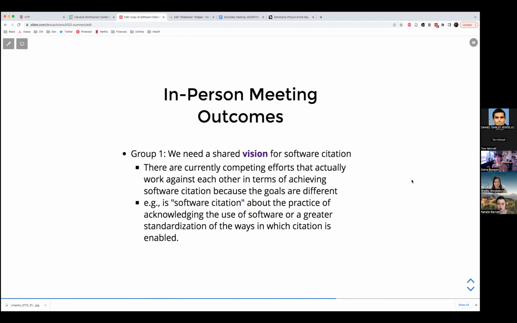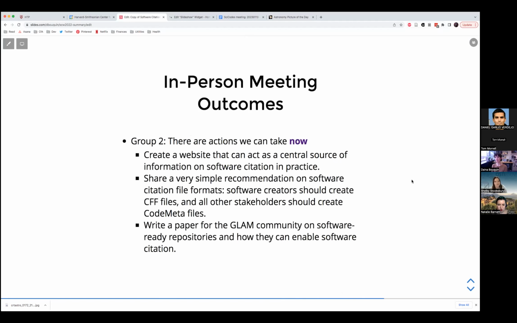We did a series of structured brainstorming exercises that I don't have time to go into, but in the end, we formed 3 groups, one of which identified the need for a real shared vision for what we're working towards with software citation. Not only do we not have a unified vision for what we're aiming for, there are a lot of different competing motivators for why you would want software citation to be more ubiquitous, and some of those motivations compete against each other. For instance, is software citation about the practice of acknowledging the use of software, or is it about a greater standardized way in which software citation can be enabled? These are all related motivations, but not having a clear path forward for what we're all working towards means we could be supporting each other's work, and we're not always. So, lack of vision.